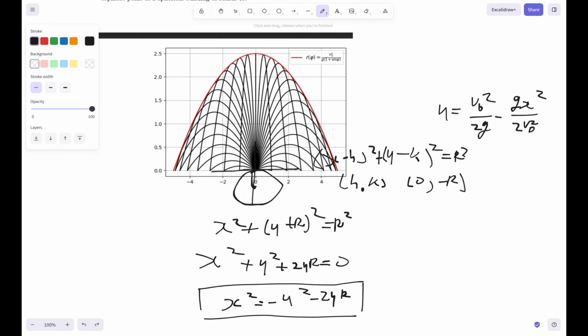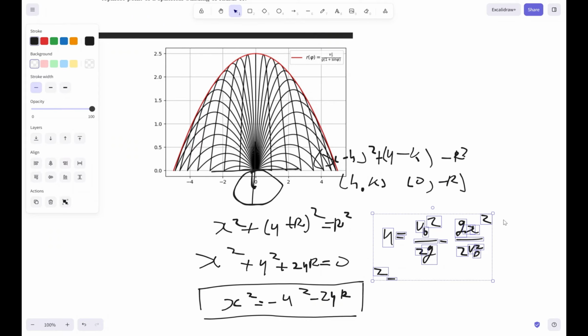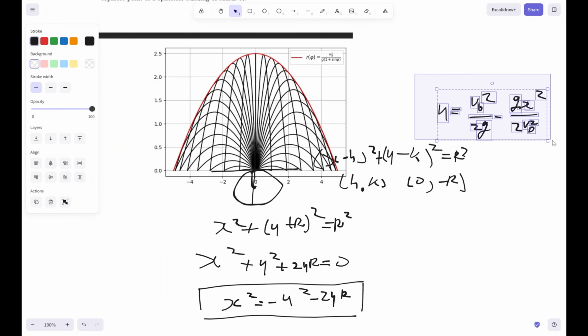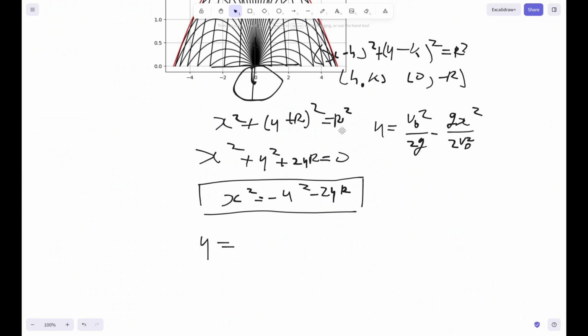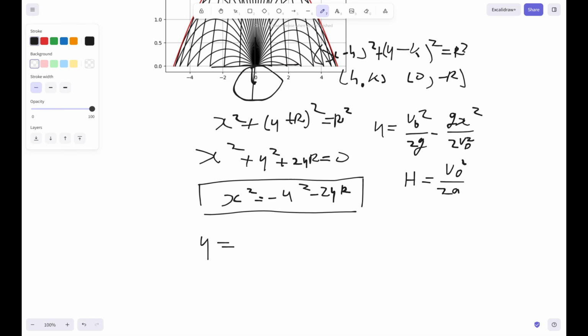Oh, there's a trick I want to use here. Basically, what we're gonna do is substitution, and we're gonna say that h is v0 squared all over 2g. A random variable h equals v0 squared over 2g. The reason is if we just plug this in here, the algebra gets really, really long.